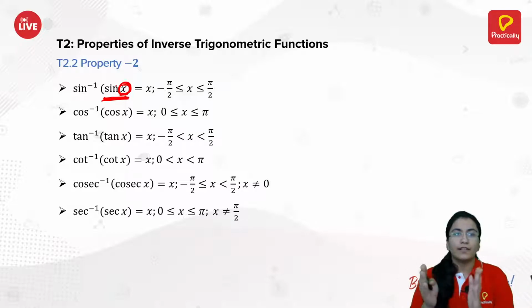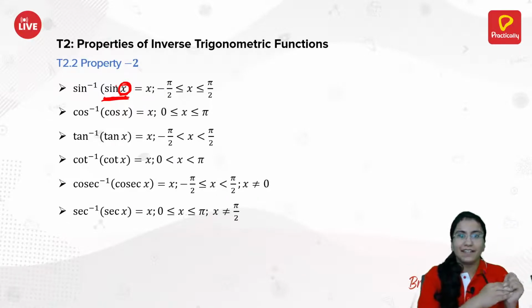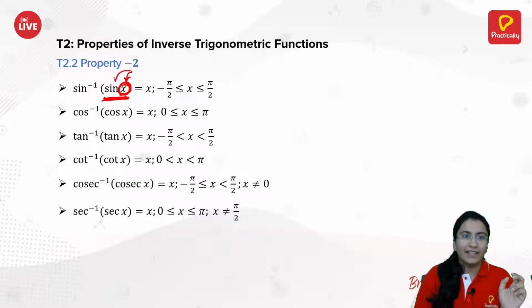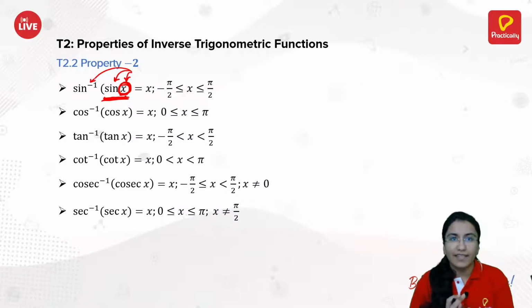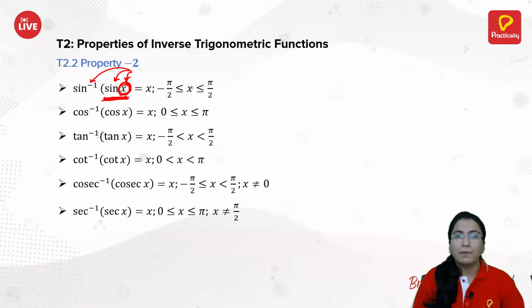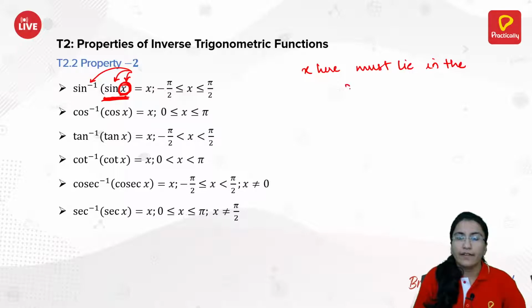First you shift from range to domain, and then again from domain to range. That means you will get the range back. You supply some range, you get the domain, and again you get the range. Only in this case will you get the x value back. So you will remember that x here must lie in the range of the inverse trigonometric function of each.